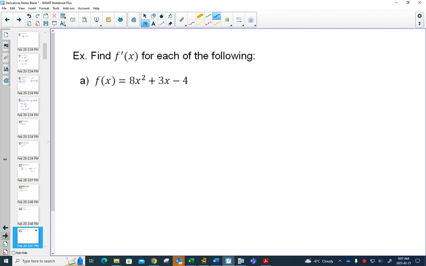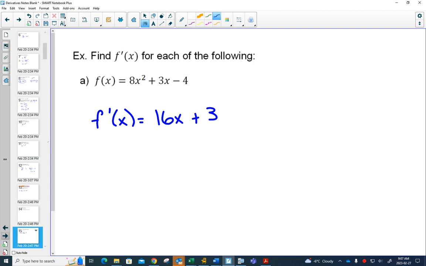And again, okay, this would be 16x. This would be plus 3. Minus 4 would be plus 0. You don't have to write plus 0. You can just write it like this.